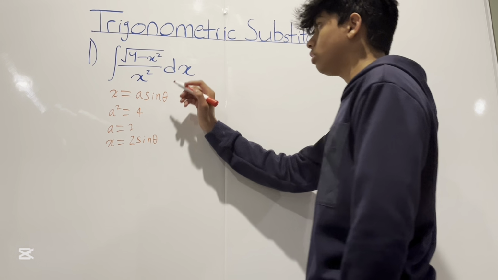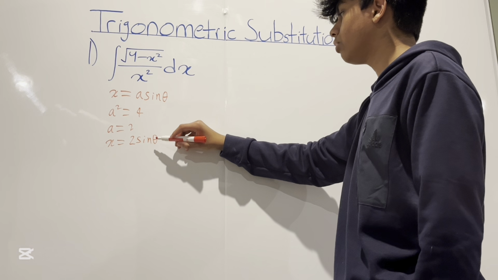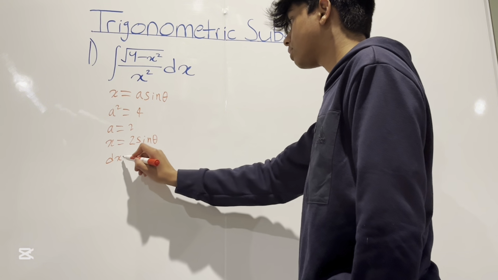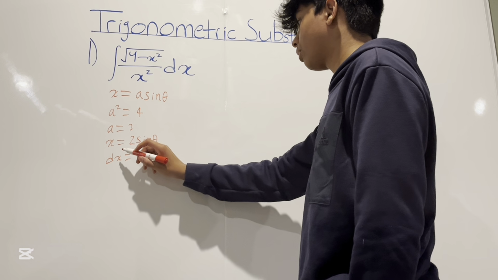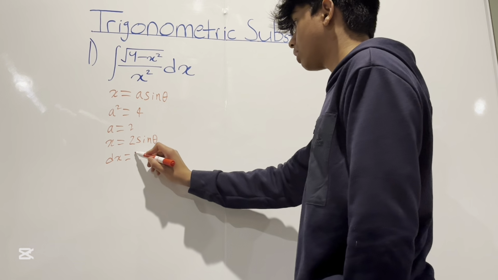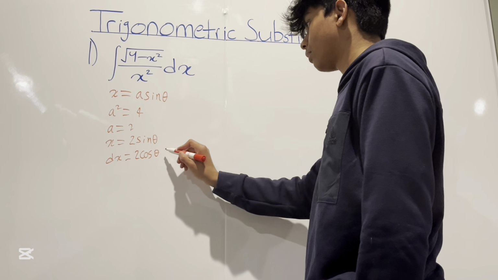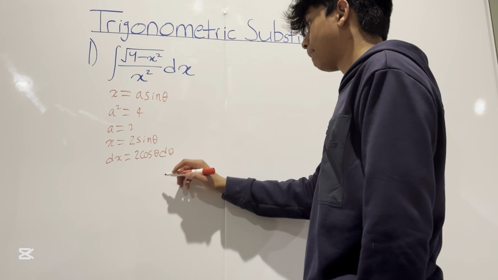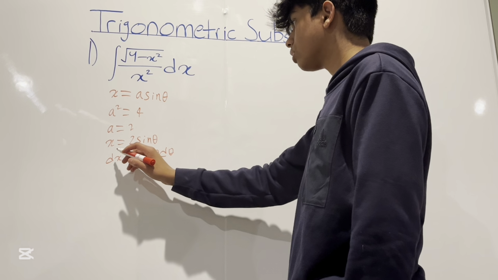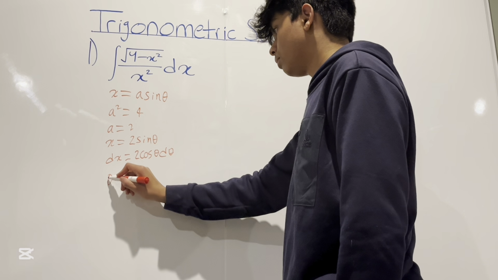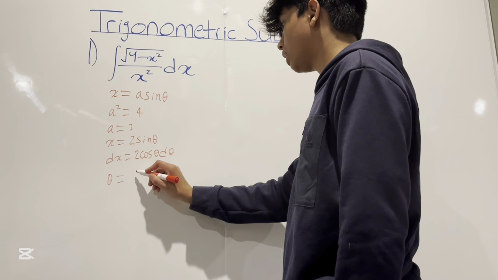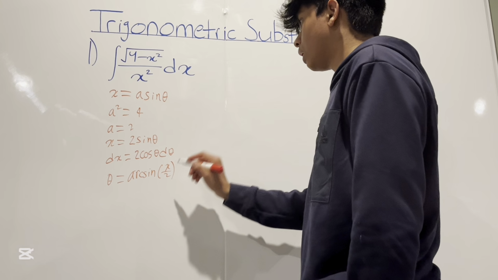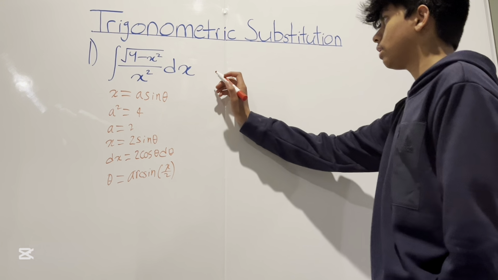Now, since we're using theta in our integral, we have to differentiate x to get dx equals 2 cosine theta d theta. Since we're integrating with respect to x, this is going to be d theta. Now let's also solve for theta, because we're going to have to use it later on. So if we solve for theta, it's going to be arc sine x over 2.